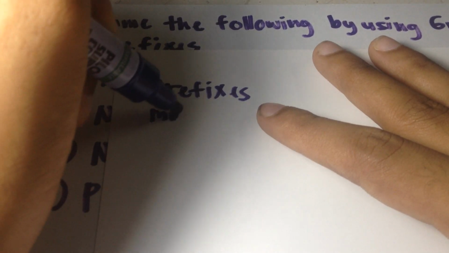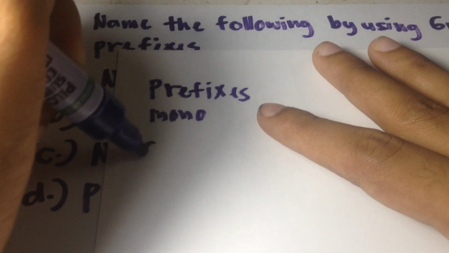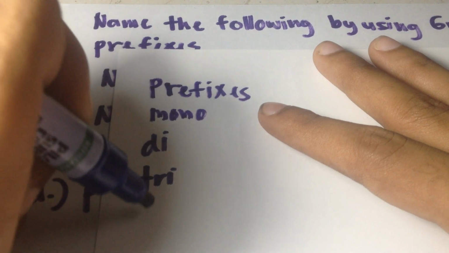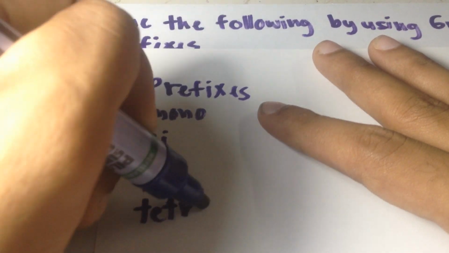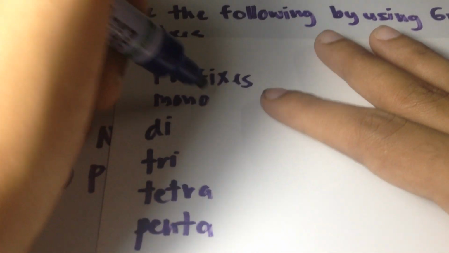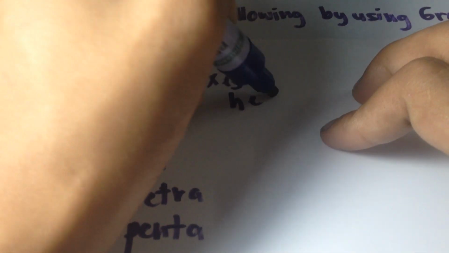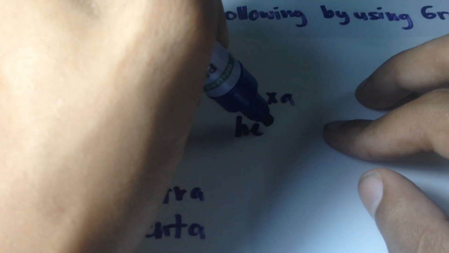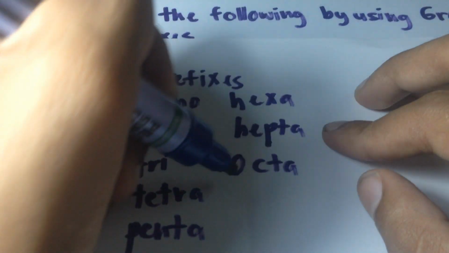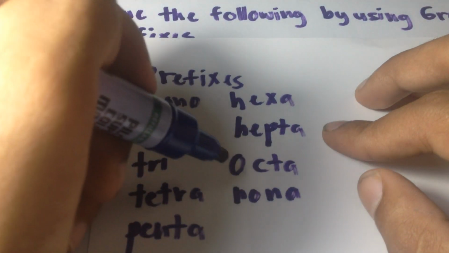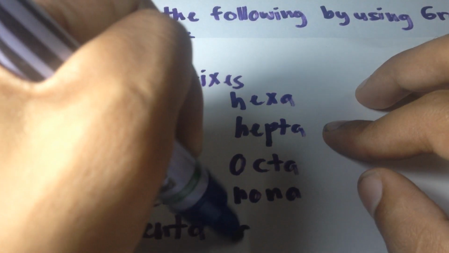Prefixes are mono, di, tri, tetra, penta, hexa, hepta, octa, nona, and deca.